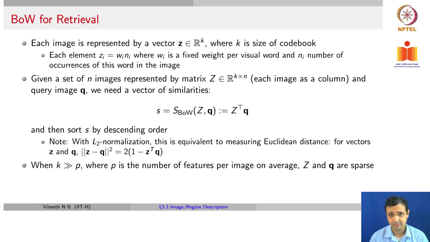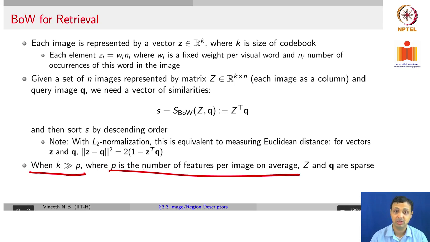An important observation here is when K is much greater than P, where P is the number of features per image on average. Remember, K is the number of visual words that you have in your codebook, which would be user defined. And P is the average number of features that we have in a given image. We saw with examples like SIFT that could be several hundreds. If K is much greater than P, then Z and Q are going to be sparse.